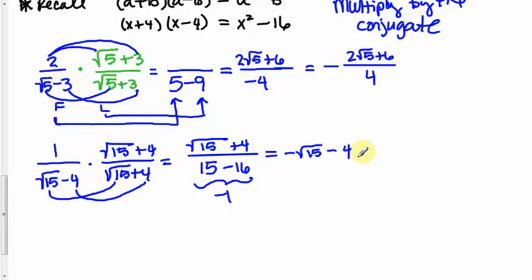Okay, so let's do one more that's much more difficult. And I believe this will be the last problem for tonight. Yes, it will. Okay, 5 square root of 2 minus the square root of 5 over 5 square root of 2 plus the square root of 5.